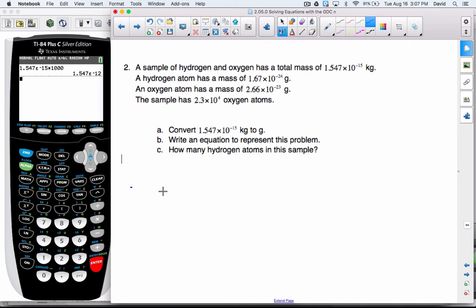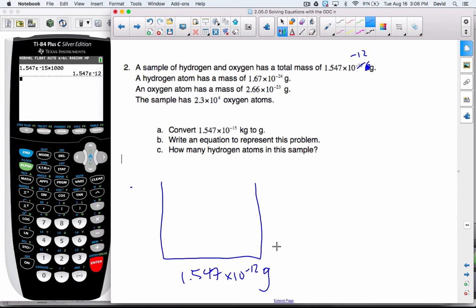It says a sample of hydrogen and oxygen has a total mass of 1.547 times 10 to the negative 15th kilograms. So there's a bunch of stuff, and it's made of hydrogen and oxygen. I have this stuff here, and it's 1.547 times 10 to the negative 12 grams, because we already converted it to grams. Everything's in grams, so let's keep it in grams. This thing consists of hydrogen and oxygen, so we have some hydrogens, and then we also have a bunch of oxygens, which I'll do as red circles.